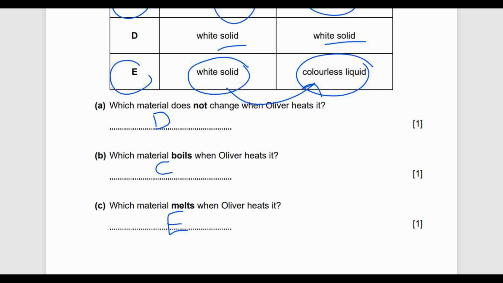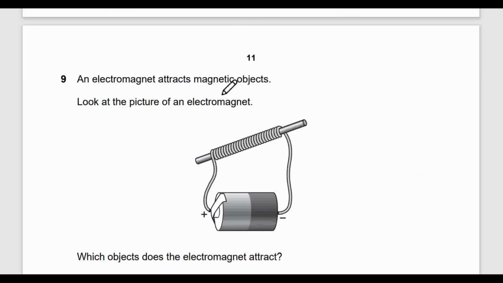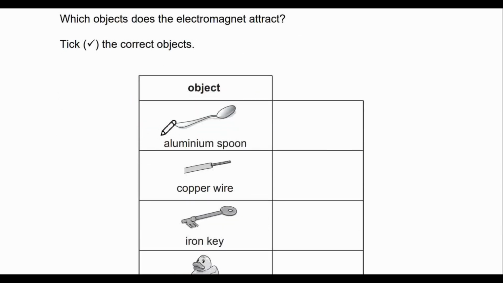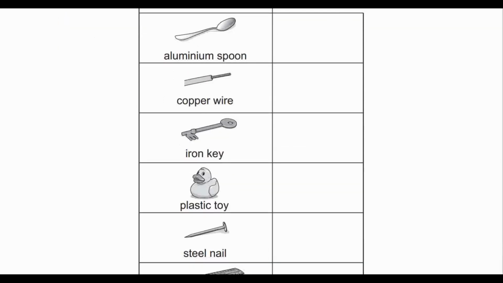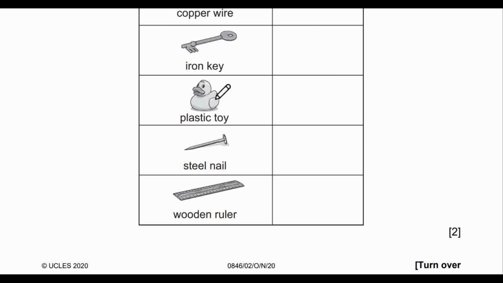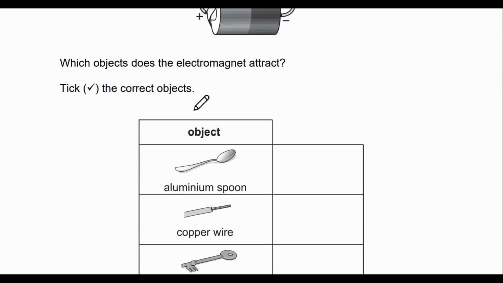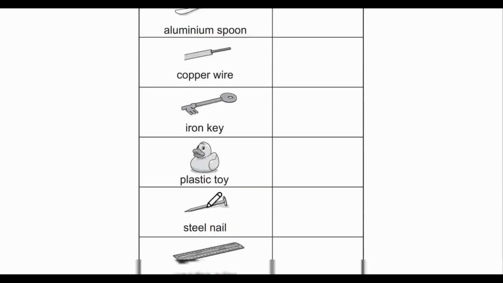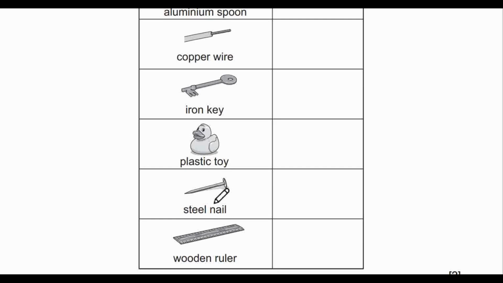Next, an electromagnet attracts magnetic objects. Look at the pictures of an electromagnet. This one is connected to a battery. Which objects does the electromagnet attract? Take the correct objects. So an electromagnet will attract cobalt, iron, and nickel. So we just take the one that has cobalt, iron, or nickel. So this will be iron here, and steel, because steel is a mixture of iron with other components.